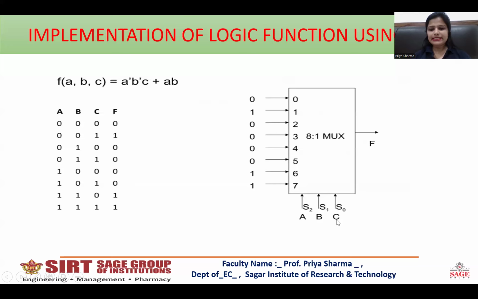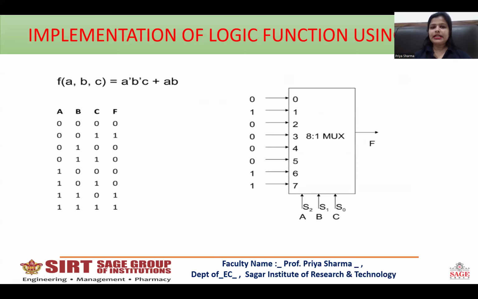We have taken ABC as selection lines. We have drawn an 8 cross 1 mux. How could we know that it is 8 cross 1? As there are 3 selection lines, 2 to the power 3 means 8. That means 8 inputs and 1 output. So we'll write over here the F values in the same sequence: 0, 1, 0, 0, 0, 0, 1, 1. So this is how we can implement it.